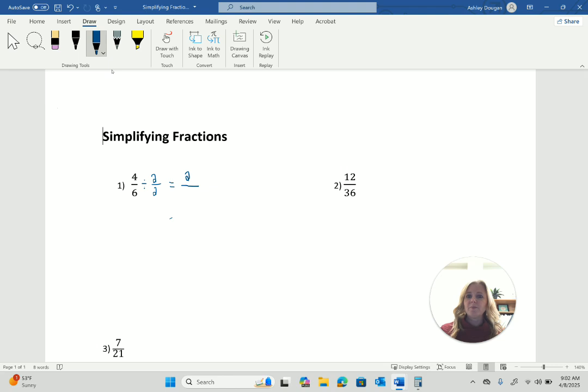We would say 4 divided by 2 is 2, and then 6 divided by 2 is 3. And we would get the fraction 2/3. And now there's no other number that divides evenly into both 2 and 3. And so I know that this is the simplest form, 2/3.